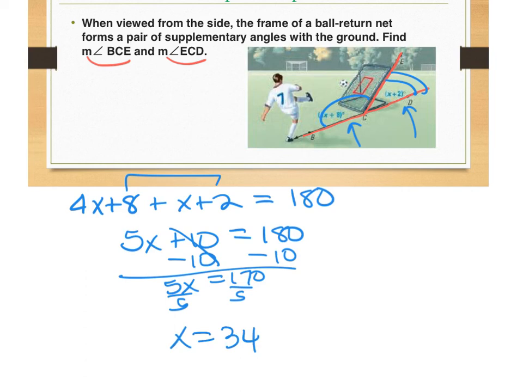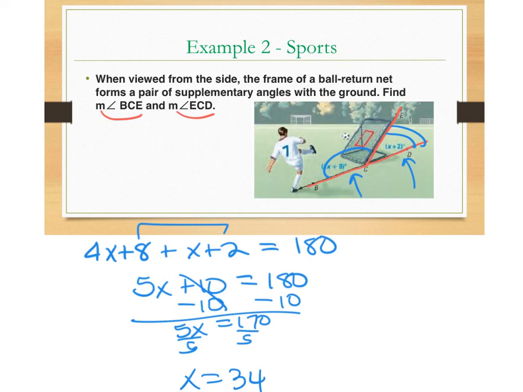Now, why are you making it equal to 180? Because they told me in the problem that they were supplementary angles, and I know by definition that supplementary angles add up to be 180. If you look, they're sitting on this straight line in the picture. So if I add this angle plus this angle, it'll be 180. Now, it did not ask me to find x. It asked me to find the measure of the two angles.